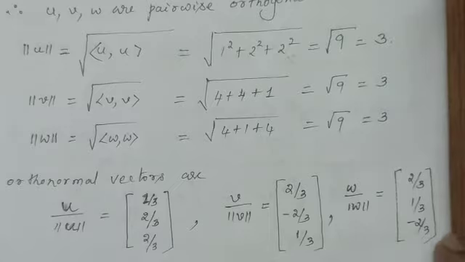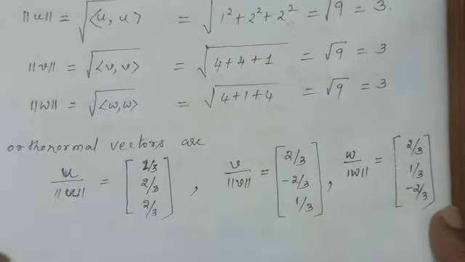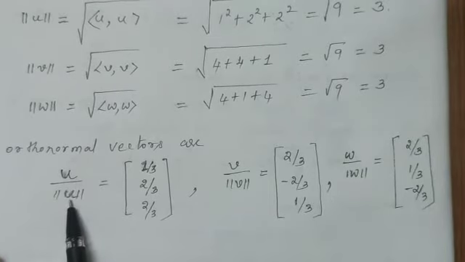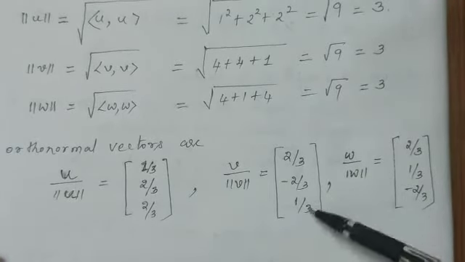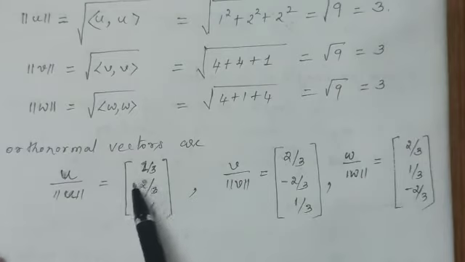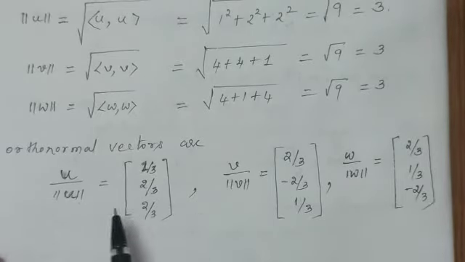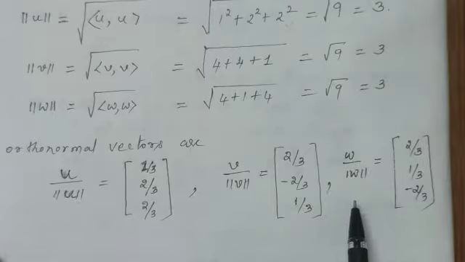Now, how to find the orthonormal vectors? To get orthonormal vectors, just divide the vector by its length. You will find the orthonormal vectors. So these vectors are orthonormal vectors. So u divided by the length of the vector. So divide all the components by that length, divided by 3, divided by 3, divided by 3. So this gives us the orthonormal vectors.